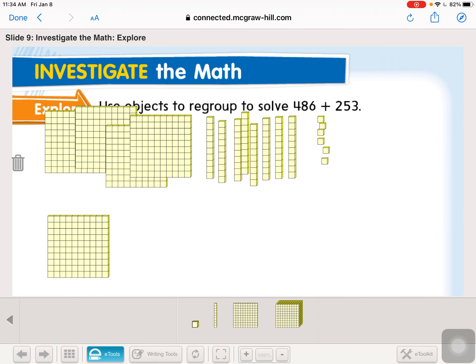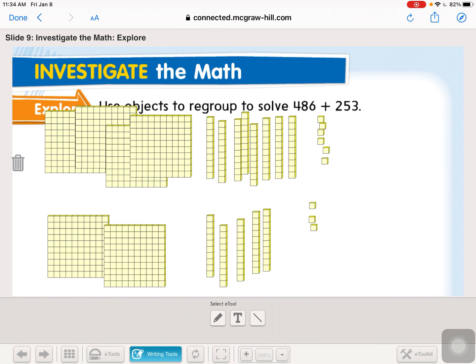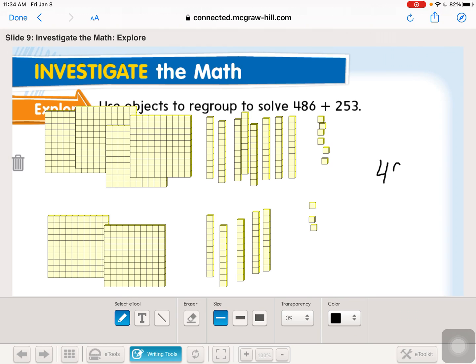Six plus 250, 3. Okay, so let's start in our ones. I'm going to write this out to the side too so that we can see with the objects what this is going to look like with our numbers in more of a standard form.